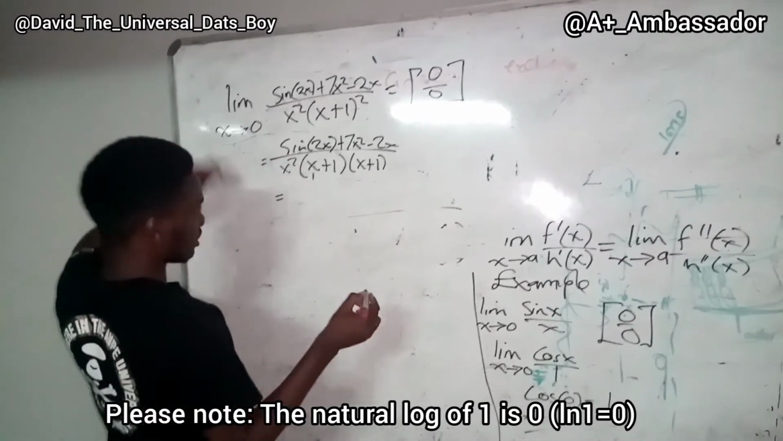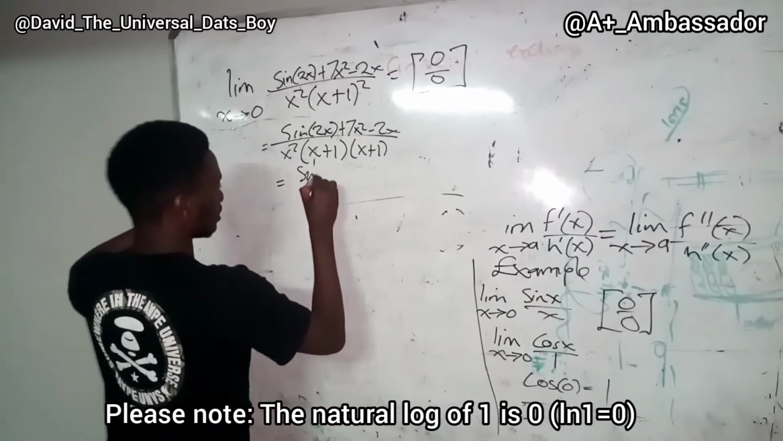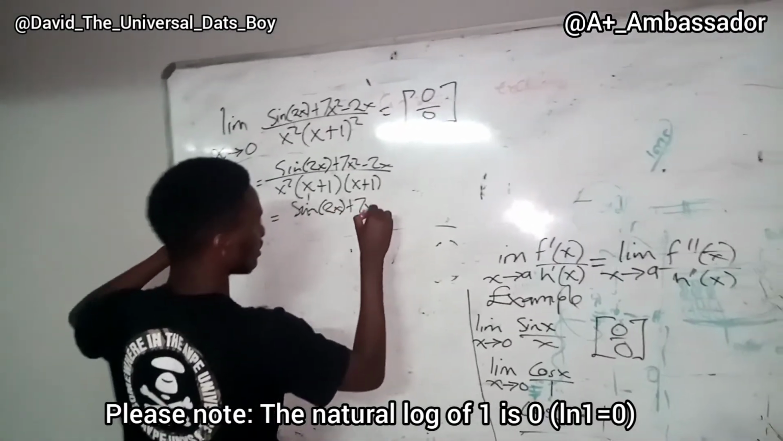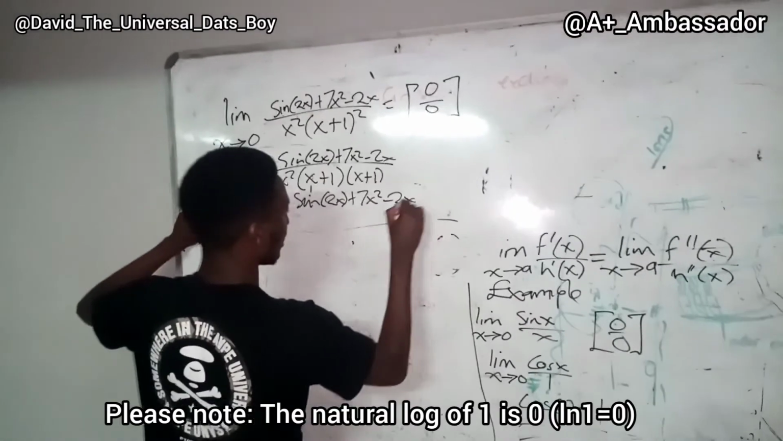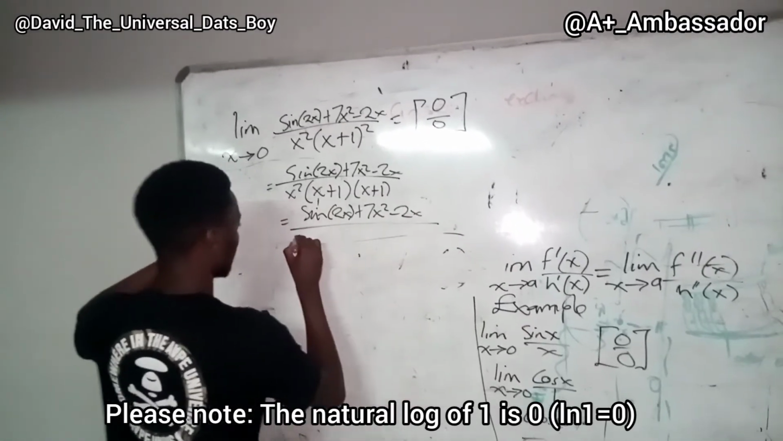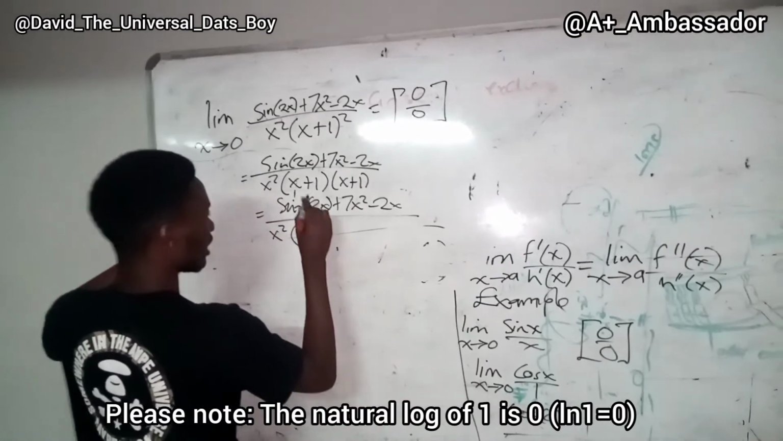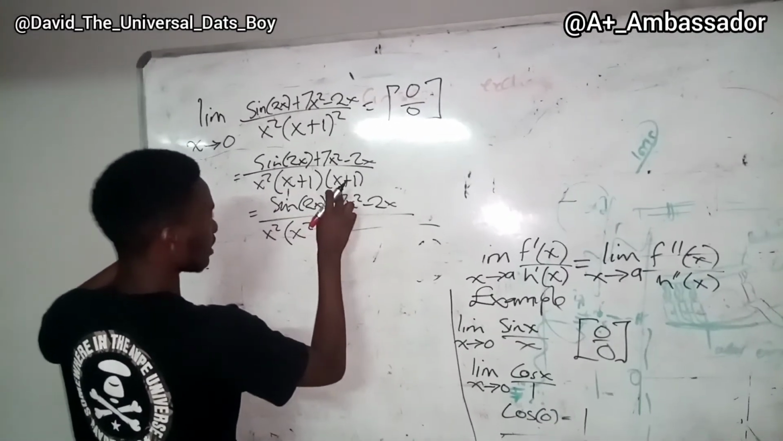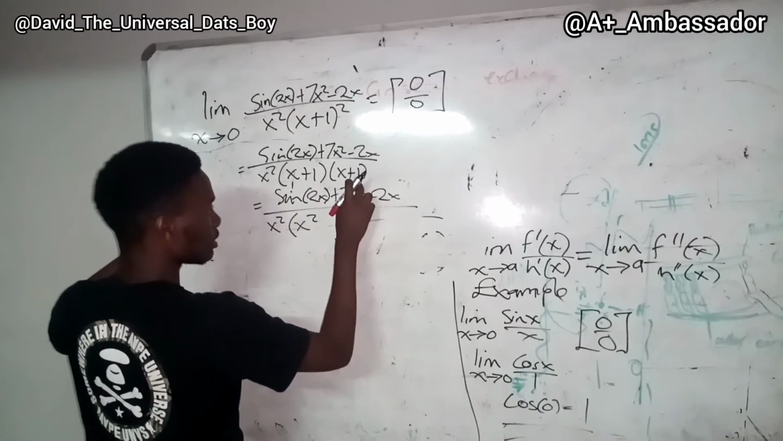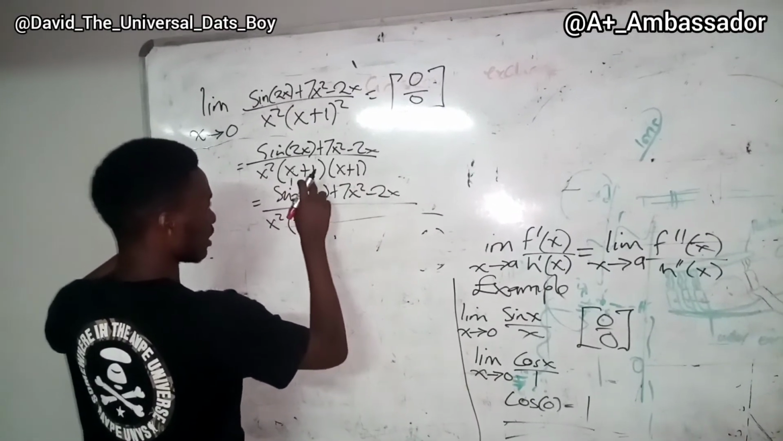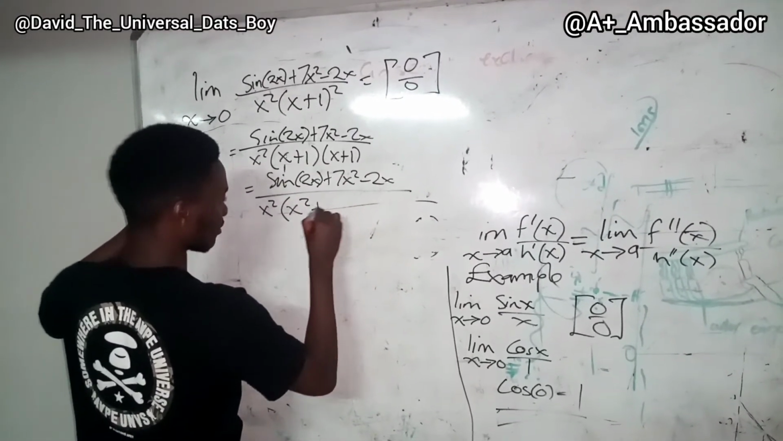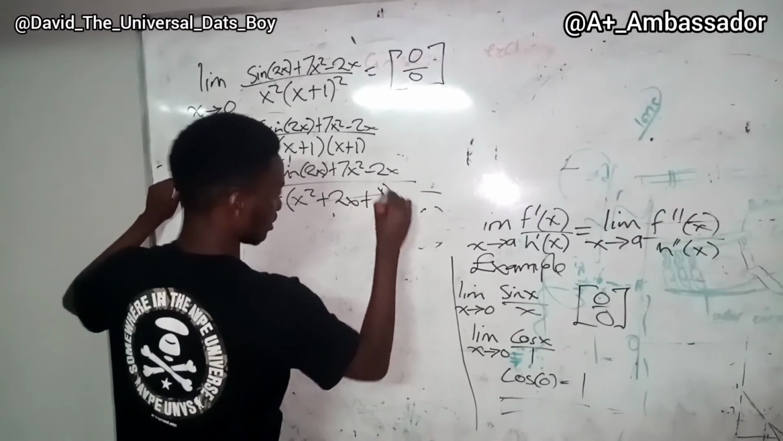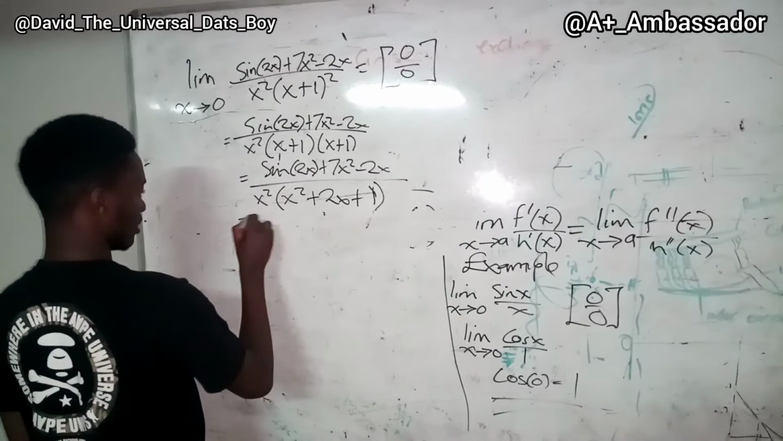Never be forgetting the limits. I'll put them at the end anyway. So sine 2x plus 7x squared minus 2x over x squared. Then now in here, x times x is x squared. x times 1 is x, then 1 times x is x, so we're going to have the 2x there, then 1 times 1 is simply 1. But then it's being multiplied by all this.